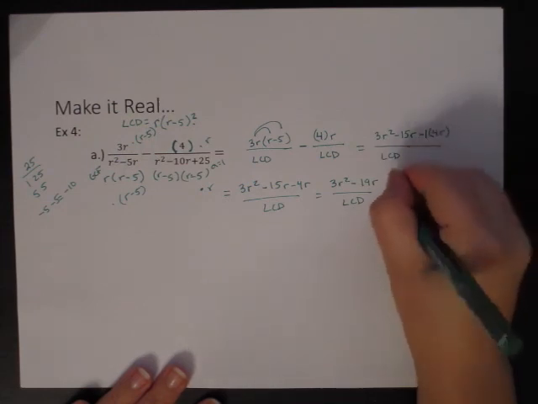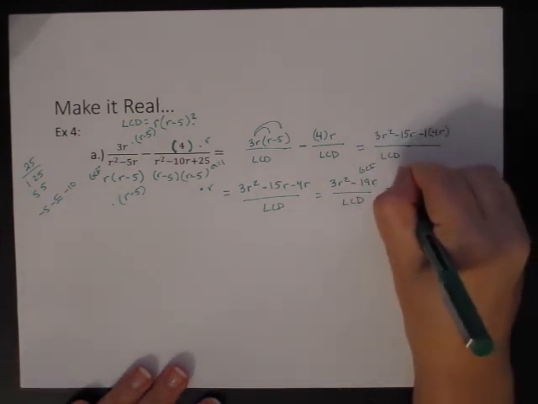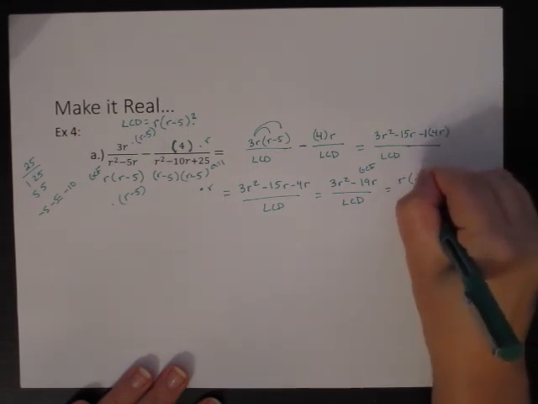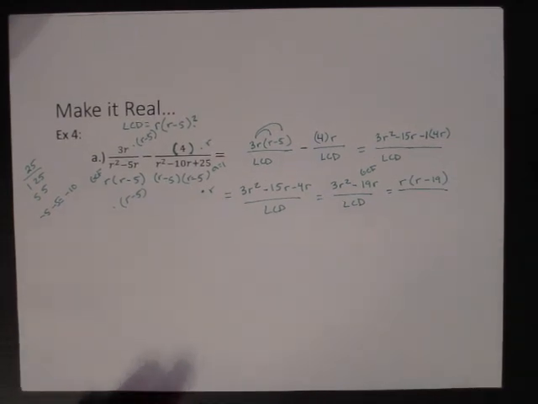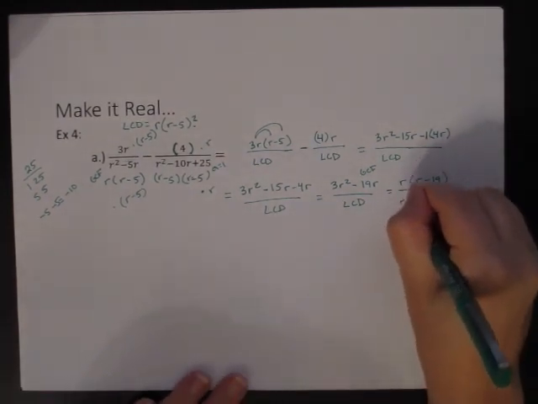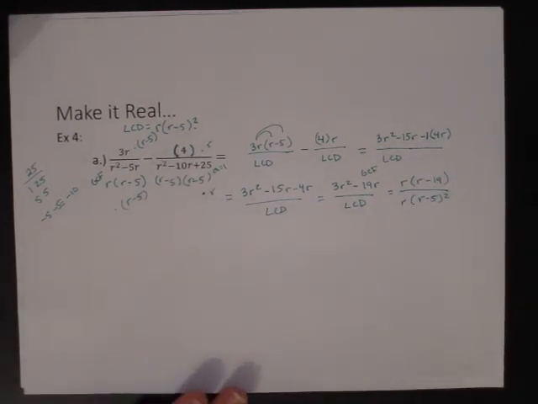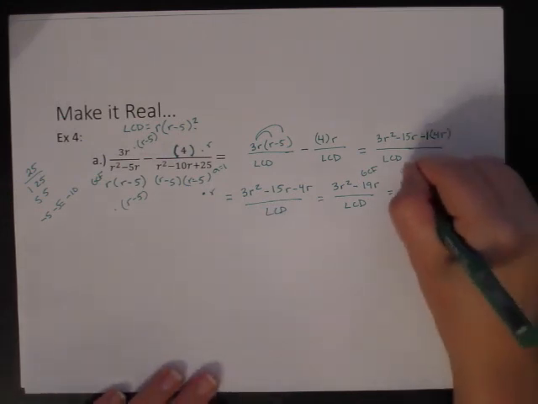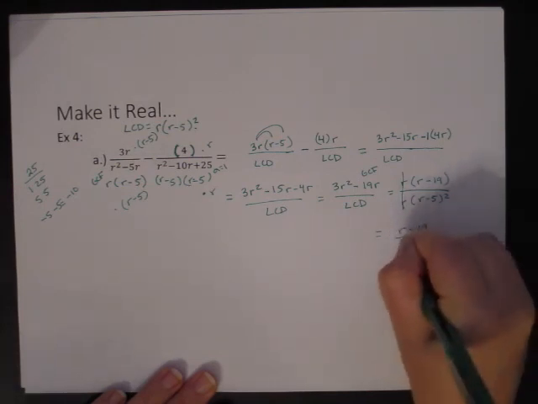Still can clean up my numerator. I can pull out a GCF. GCF that I can pull out is going to be r, and I'll be left with r minus 19. I've cleaned it up as much as I possibly can, my numerator, so now I can just write my denominator of r times (r minus 5) squared as my LCD. And the only thing that cancels out is the r's, so I'm left with r minus 19 over (r minus 5) squared.